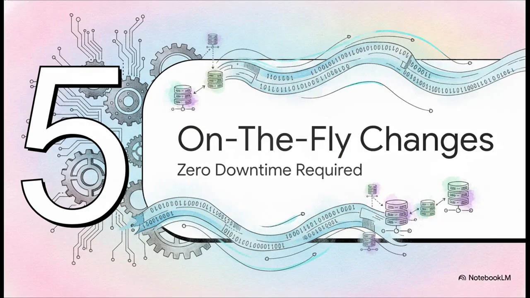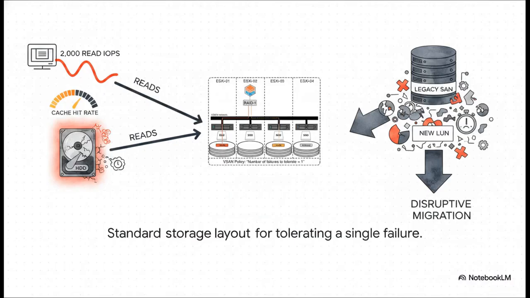And that brings us to Section 5, changing policies on the fly with zero downtime modifications. Picture this scenario. You've got a VM deployed with just a basic policy, tolerating one failure, no striping. But then, out of nowhere, its workload profile shifts. It spikes to 2,000 read operations a second. The cache hit rate tanks, which means hundreds of reads are suddenly hitting the magnetic capacity tier, and a single magnetic disk just literally cannot keep up with that volume of IOPS.